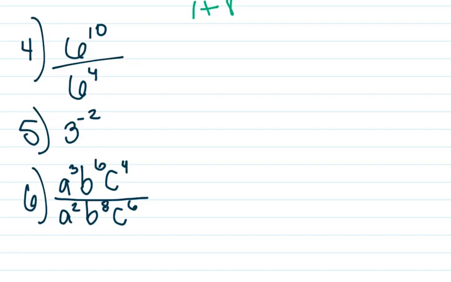You have a to the 3rd, b to the 6th, c to the 4th, over or divided by a to the 2nd, b to the 8th, c to the 6th, and I want all positive answers. So try these last three really quick, and then I will go over the answers with you. Make sure you pause it, try it on your own first, and then come back for the answers.